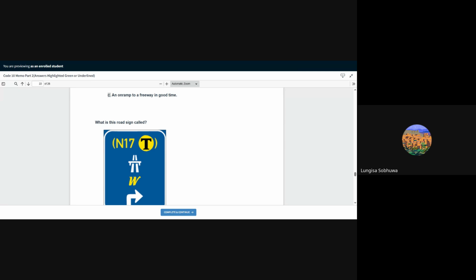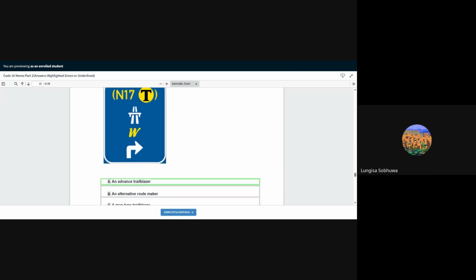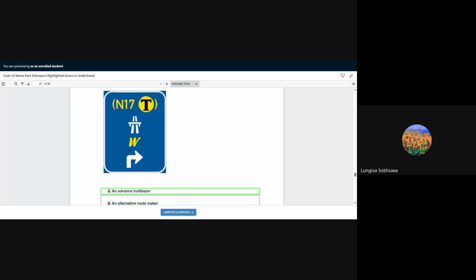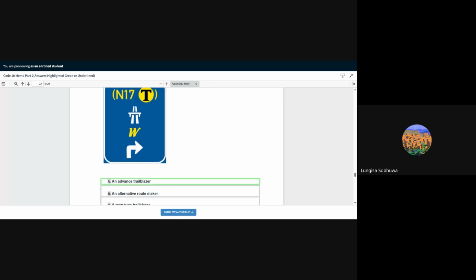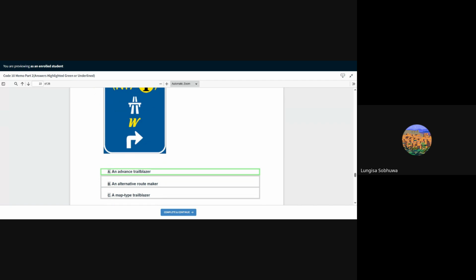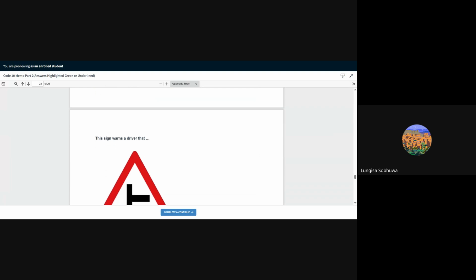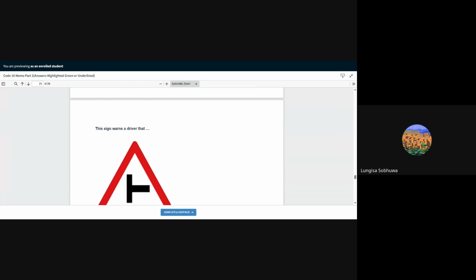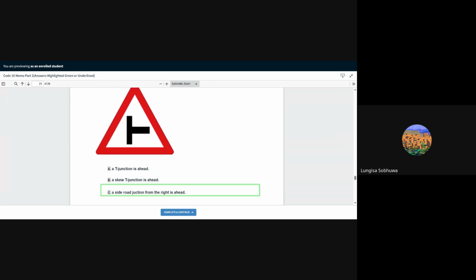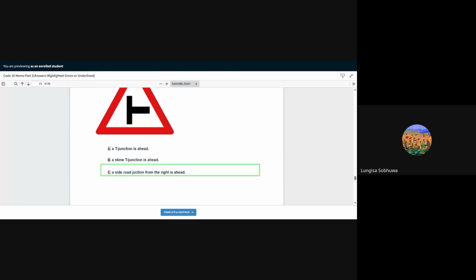What is this road sign called? It's called an advanced trailblazer. This is an advanced trailblazer. Let's keep moving. And this sign warns drivers that, the answer is C, a side road junction from the right is ahead.